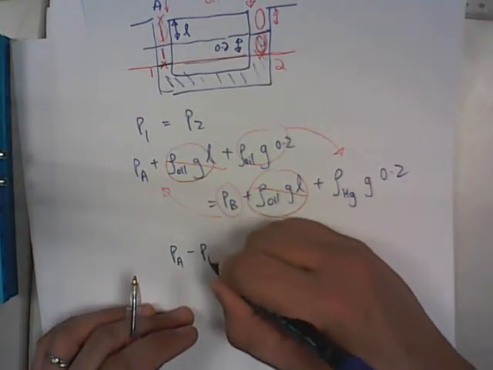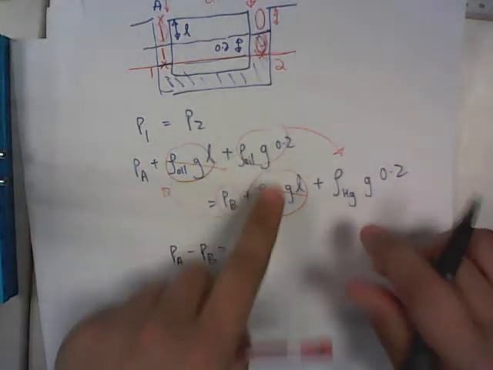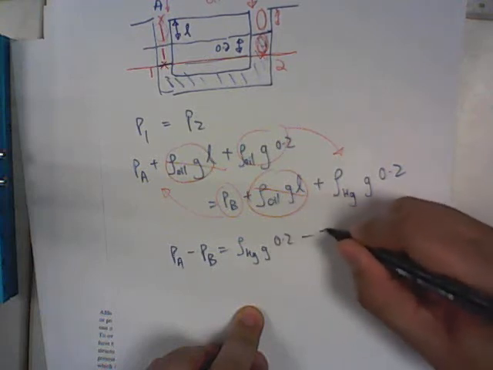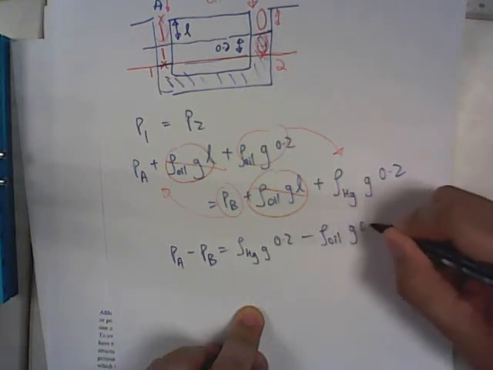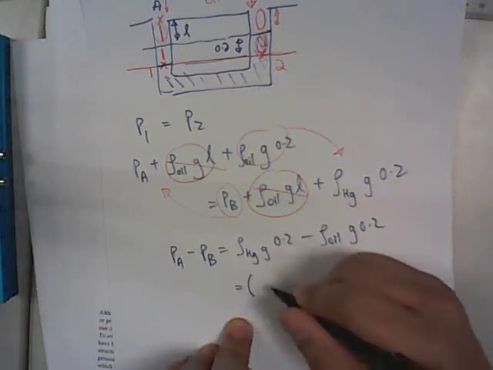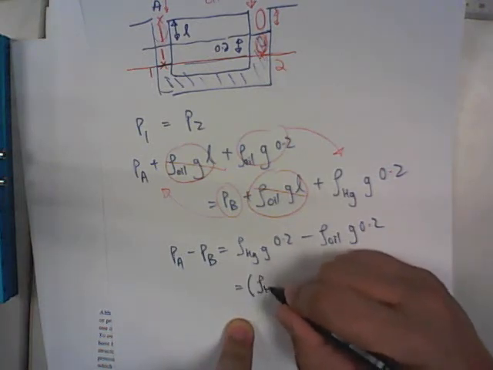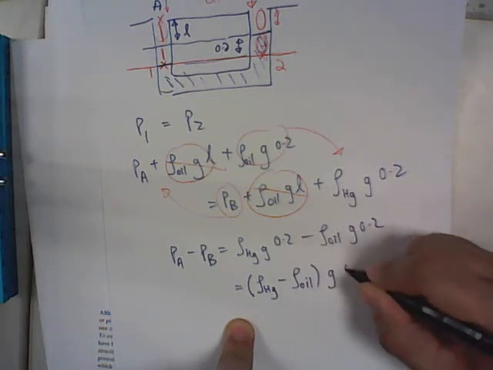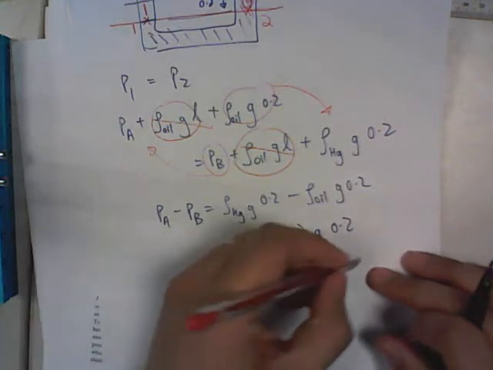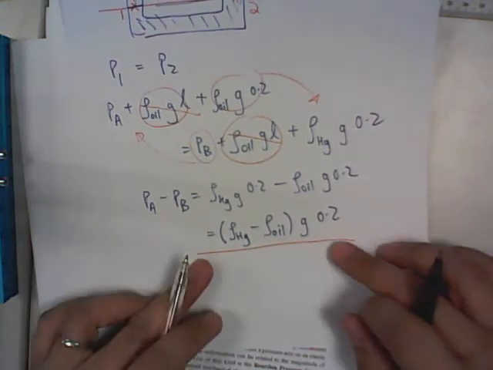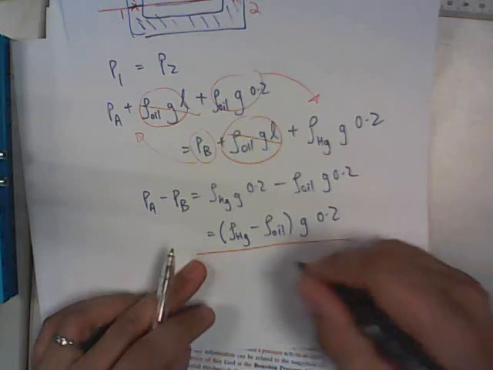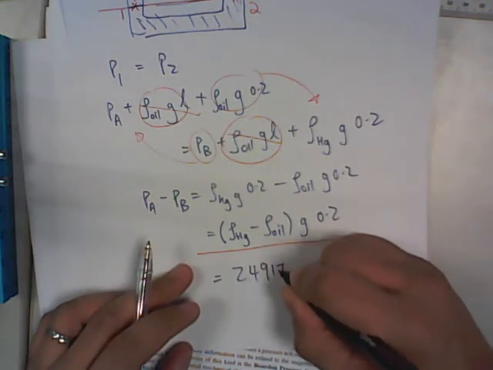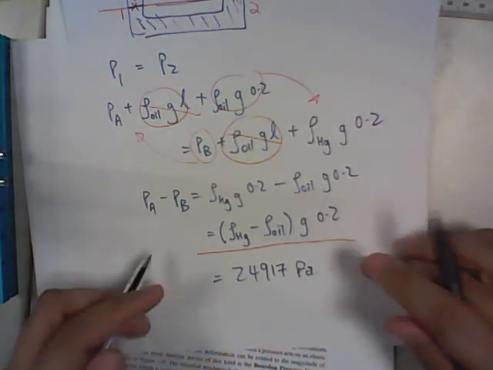And you can move this term to the left side, move this term to the right side. And what do you get? PA minus PB equals to rho mercury G 0.2 minus rho oil G 0.2. And you take out the common terms, you get a difference in density times G times 0.2. This is the expression that you should be using. And this one you should get an answer of 24917 pascals.